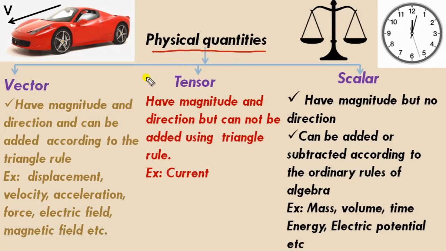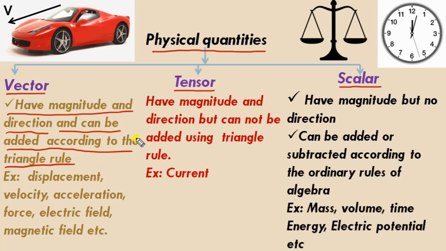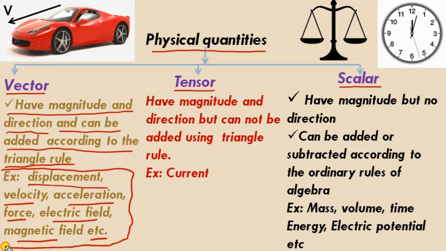A large number of physical quantities exist around us, and we divide them into three broad categories. Number 1 is vector, number 2 is tensor, and number 3 is scalar. Vector quantity have magnitude as well as a direction. That means to describe a vector quantity, we need to have its magnitude as well as its direction. An important point about vector quantity is that they can be added according to triangle rule. Few examples are displacement, velocity, acceleration, force, electric field, magnetic field, etc. All these are categorized under vector quantities because each of them, apart from having a magnitude, has a direction as well.